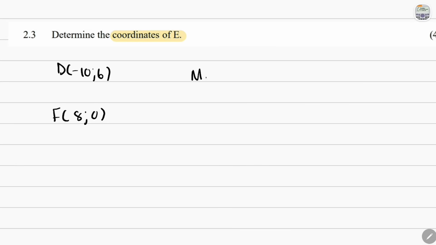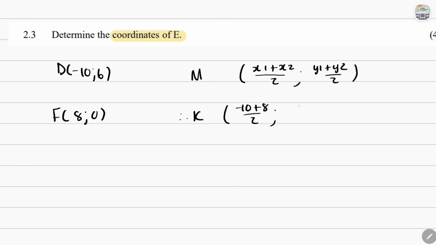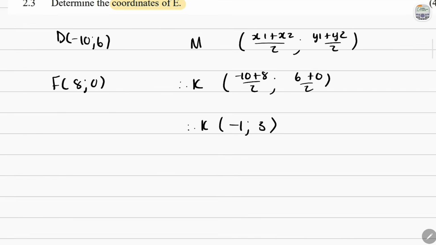Okay, so the midpoint of DF, we would find this by saying x1 plus x2, so this is just the midpoint formula, over 2, and then y1 plus y2 over 2. And so K, that midpoint, is simply found by saying, we can take this as the first point, negative 10 plus 8 over 2, and 6 plus 0 over 2. Okay, if you say 8 minus 10, that gives you negative 2, divided by 2 is negative 1. And then 6 divided by 2 is 3. So this is K. So K is negative 1 and 3.